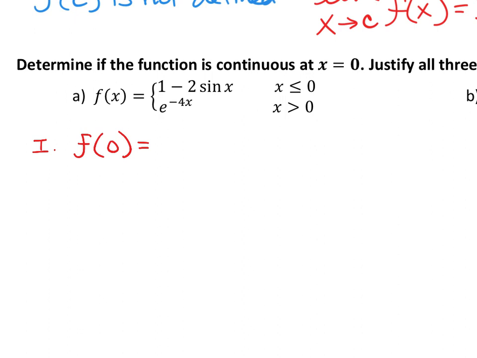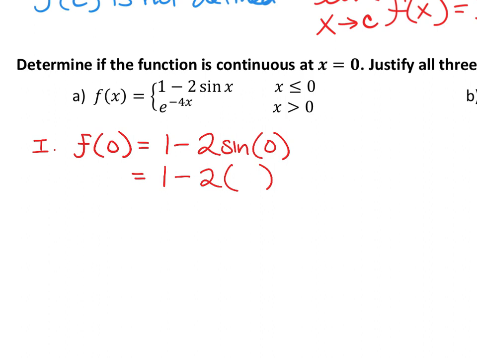Top, why the top? Because it's equal to 0 at that point. So I'm just going to plug it in, and I'm going to make sure that I don't get undefined or an indeterminate form. If I do, it already fails. It's not continuous. But when I plug this in, I get 1 minus 2 times the sine of 0.